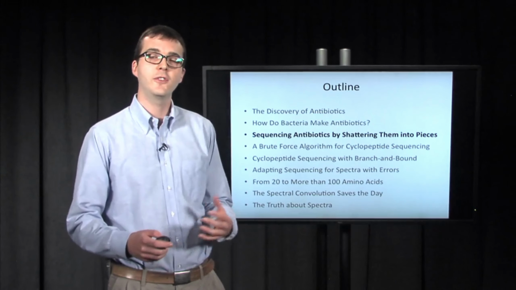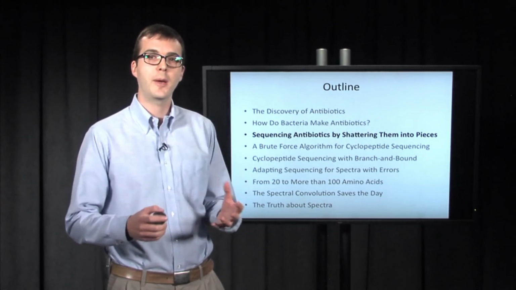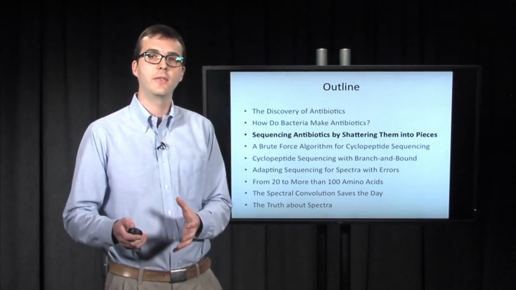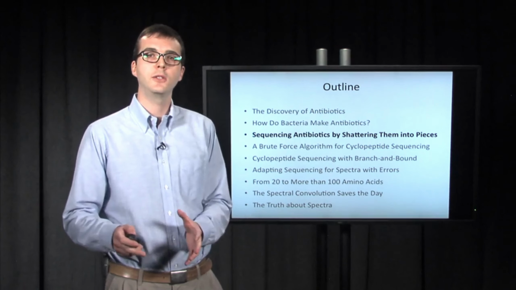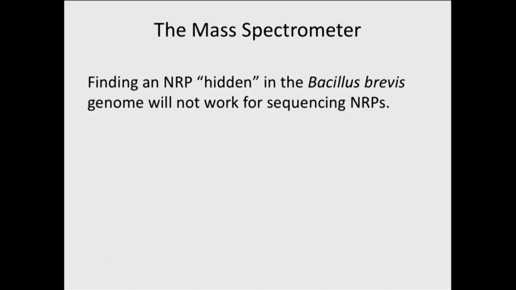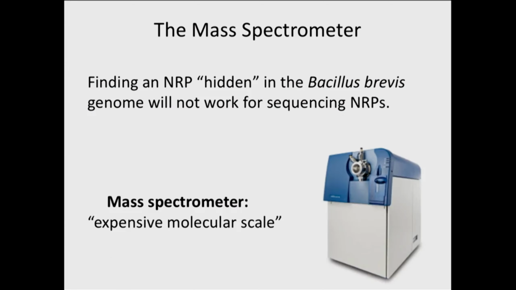OK, so we've seen that the cyclic peptide tyrosine B1 is not produced based off of the genome. So we need to move beyond genome analysis to try and figure out what its sequence is. It's not going to be hidden in the genome. The tool that we're going to use is the workhorse tool of this approach, and it's called a mass spectrometer. Here's a photo of one that UCSD uses, and we're going to think of it as an expensive molecular scale.